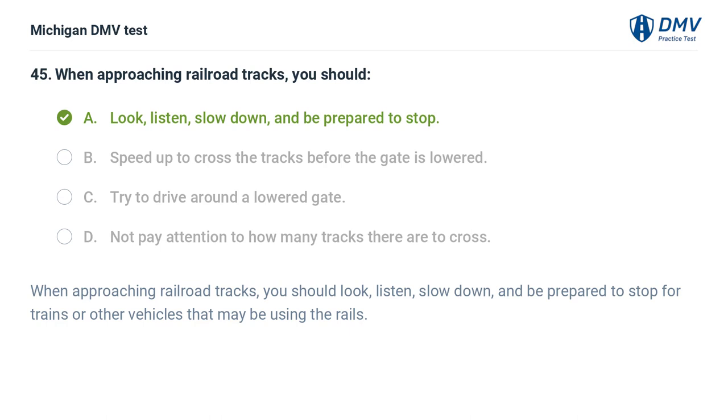When approaching railroad tracks, you should look, listen, slow down, and be prepared to stop for trains or other vehicles that may be using the rails.